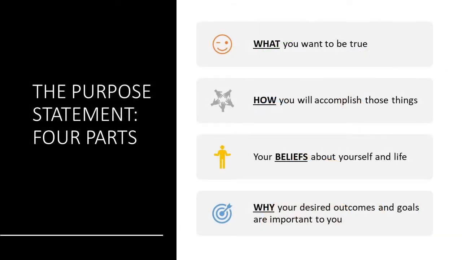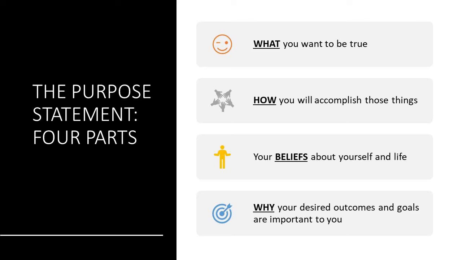Now, a personal purpose statement actually has 4 parts. Today, we're just focusing on 2 of these parts, but just so that you're aware, there are 4 parts to the purpose statement. There is a what you want to be true, there's how you're going to accomplish these things, and then the last 2 parts are your beliefs about yourself and life, and why your desired outcomes are important to you. I'm going to give you a quick example. Keep in mind that today we're really just focusing on the what and the how. So I really want you to understand the what and how. And for your exit ticket, you're going to write 5 sentences about the what and 5 sentences about the how. But just so that you're aware, there are 4 parts to a purpose statement.